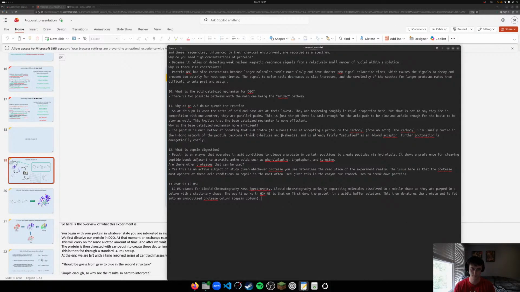This is to chop up the protein. This is then fed through a small column, a small C18 column, to trap the peptide molecules while letting the salts and small molecules freely pass, to concentrate the protein.